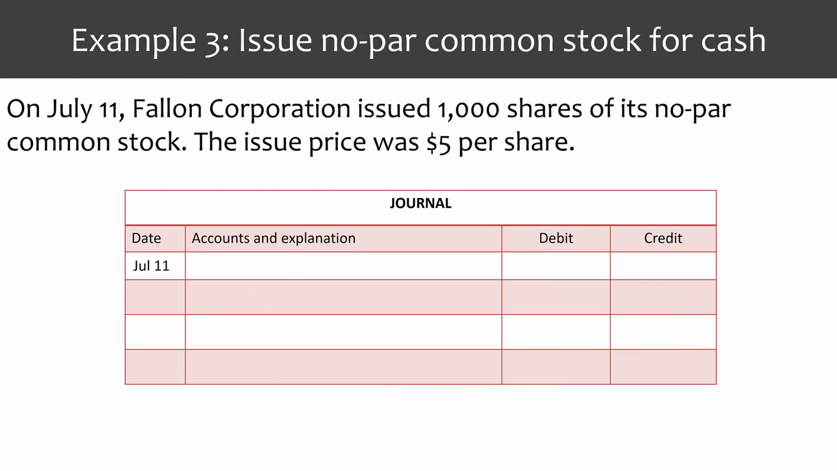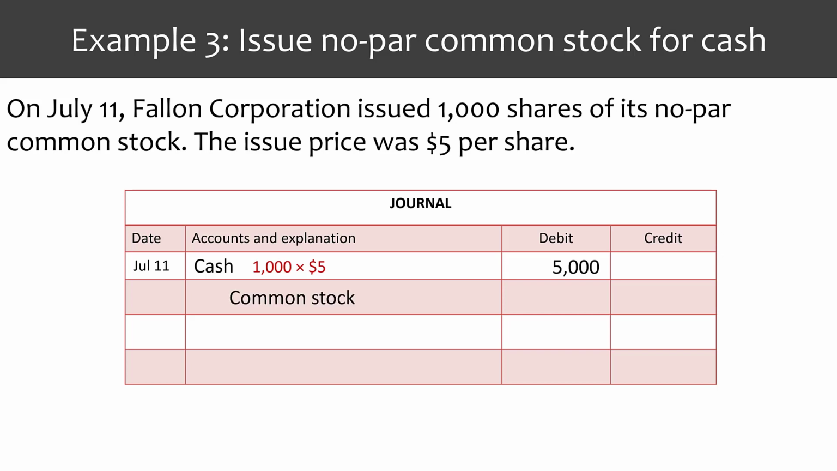And then let's go through our last example here. Let's issue no par common stock for cash. So on July 11th, Fallon Corporation issued 1,000 shares of its no par common stock. The issue price was $5 per share. So if your stock is no par stock, the accounting for it is pretty easy. We're going to debit cash. It's going to be for the amount of cash that changed hands. 1,000 shares times the $5 gives us a debit of $5,000.